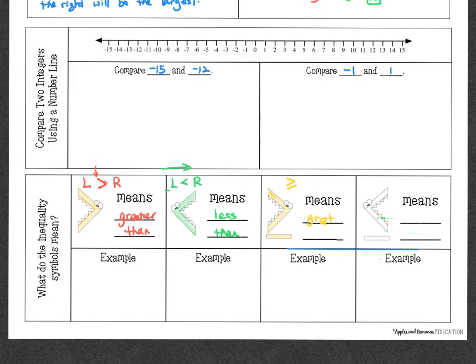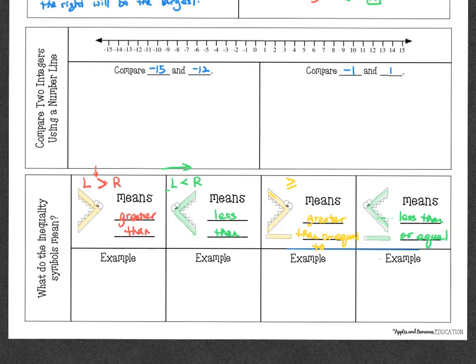Oops, I'm sorry, I can't spell. So it's greater than or equal to. Okay? And then on this side, it's the same thing. And now I have the left side is less than the right side or equal to. So this is less than or equal to.